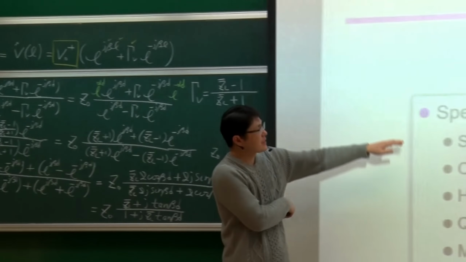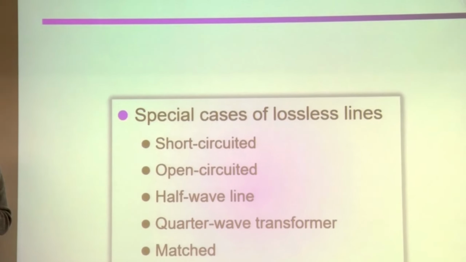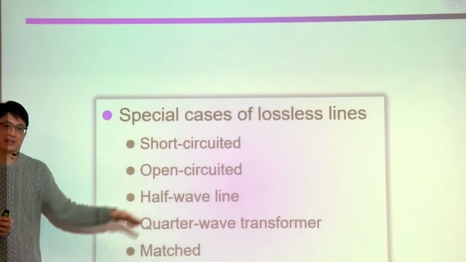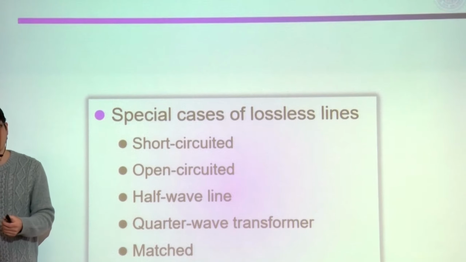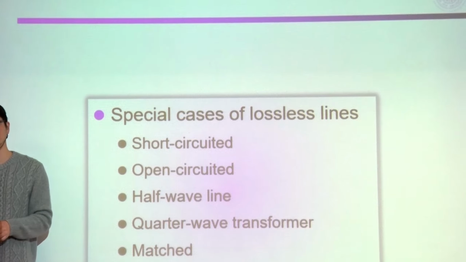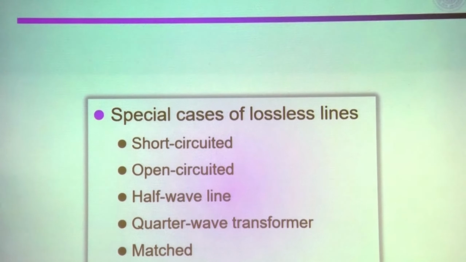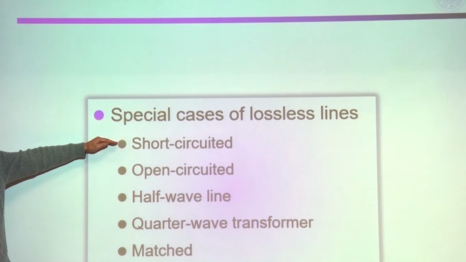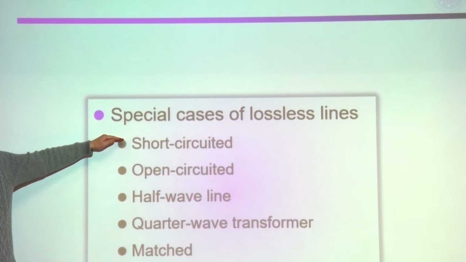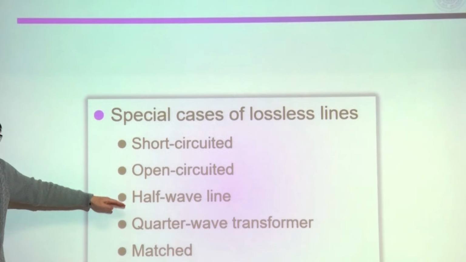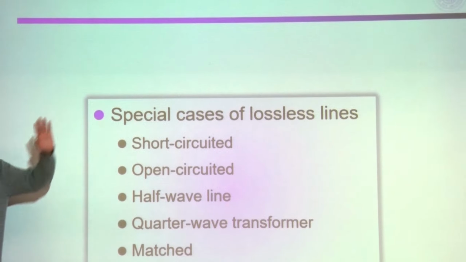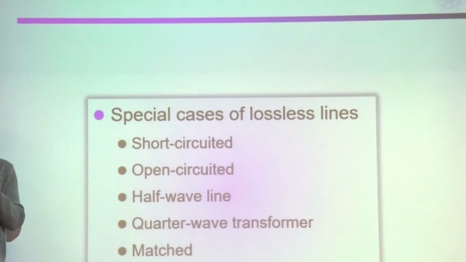So let's move on. The special cases of lossless transmission lines. The special cases are more pronounced if we don't have loss. But again, if you want to include loss, just include it. It doesn't really make a lot of difference. The first case we're going to look into is short-circuited. The second one is open-circuited, then half wave, quarter wave, and matched. So I am trying to classify the special cases into 5 different types.